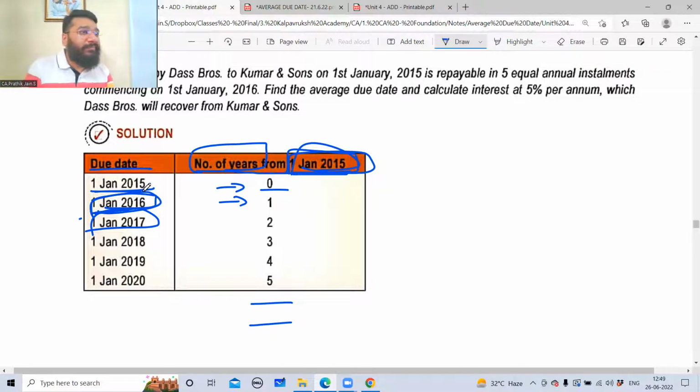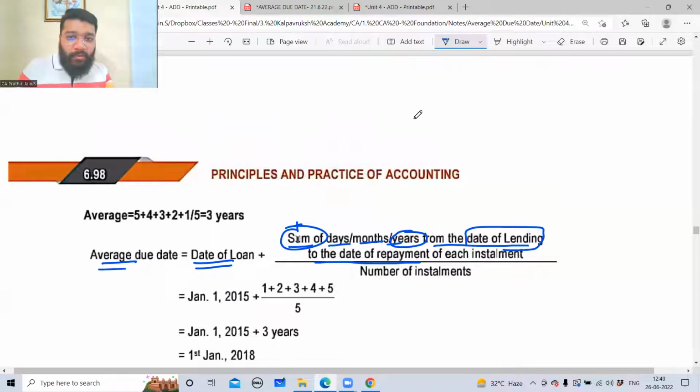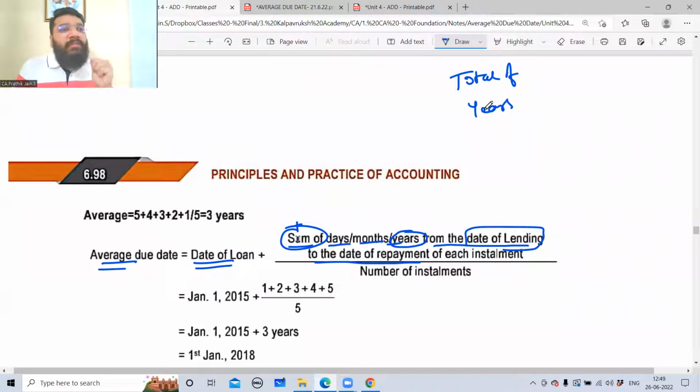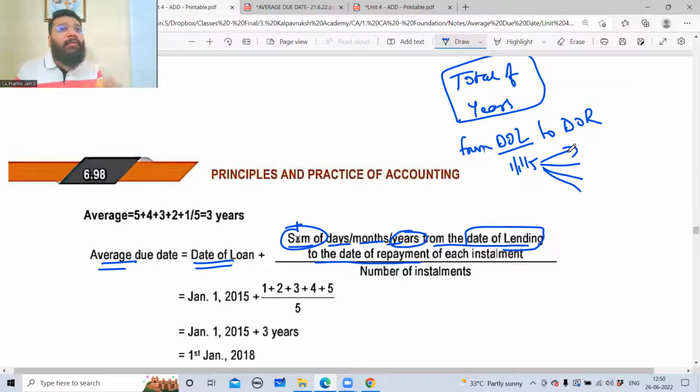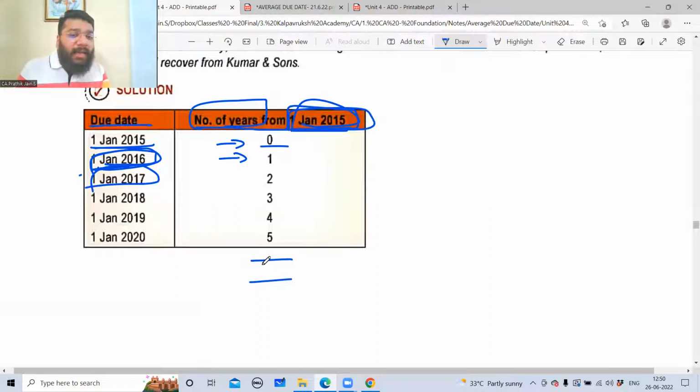Sum means total. So I'll break this into parts. Total of years, which year? From the date of lending. I want first the total of years. Total means addition of years. Which years? From the date of lending to date of repayment. So date of loan is 1/1/15. Repayment is happening in 5 different slots. So 1/15 to 1/16, 1/15 to 1/17, 1/15 to 1/18. Like that, calculate the number of years, Arjun. Then these years, I need to do a sum. Total of this. So total of this is how much? Total of this is how much? 15.